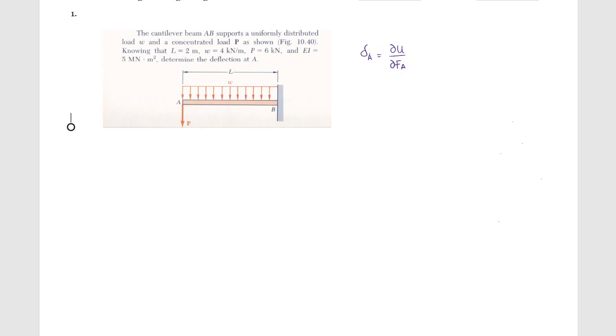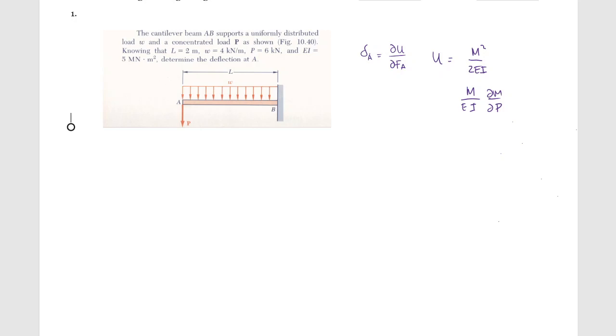I want my energy, and I see that the energy inside this bent cantilever is due to bending. So this would just be M squared over 2EI, and then of course if I do the partial derivative with respect to the force, I'm going to end up with M over EI dM/dP in this case, right?